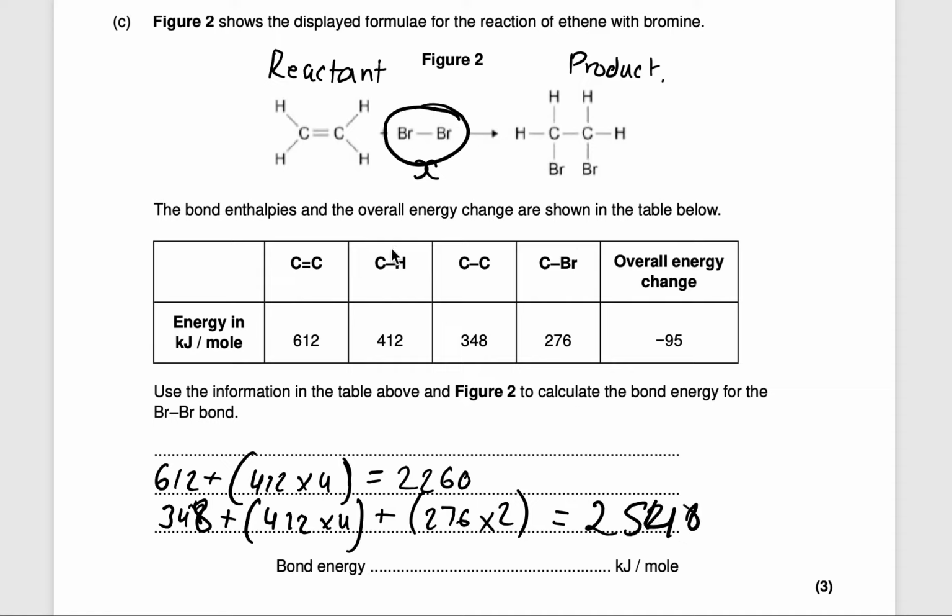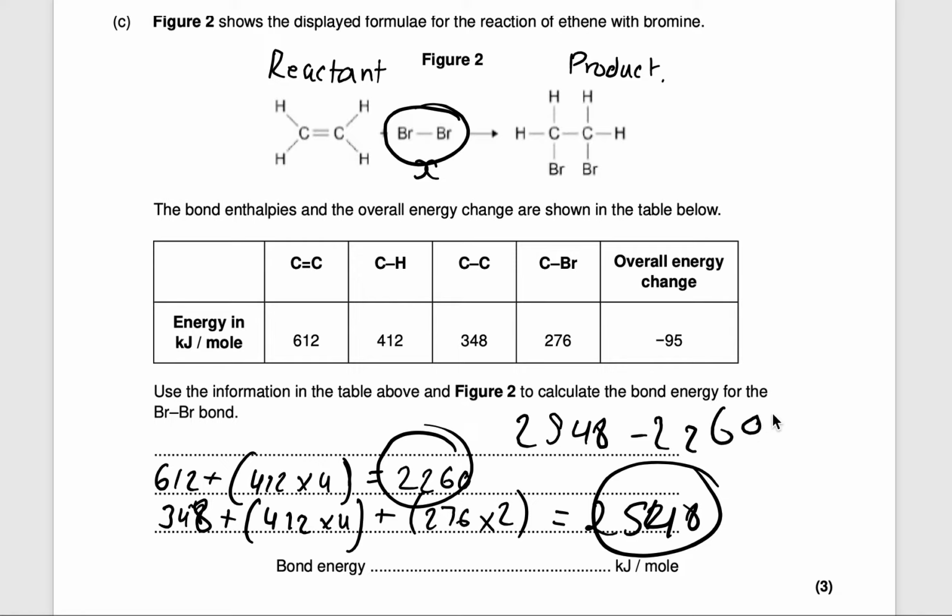Now we need to work out this one over here, Br to Br. So to work that out, you will just need to do this one over here, subtract that one there. So we do 2548 subtract 2260. So with 2548 subtract 2260, and that's going to give you 288. Okay, and that's what the Br single bond is, 288, for 3 marks.